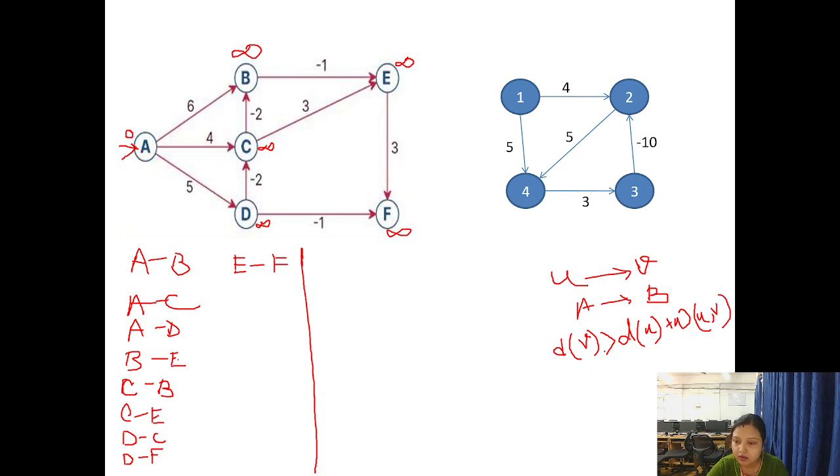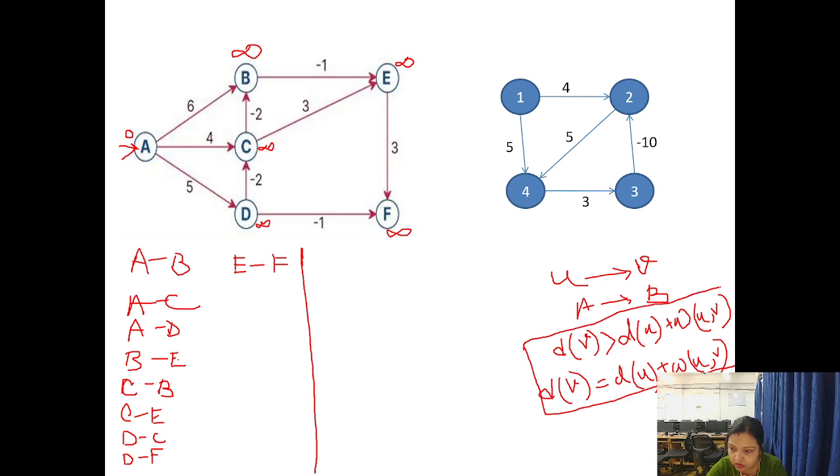if the already existing distance of a particular vertex, suppose node B, is greater than the distance of U plus the associated weight or cost of that path, then we will update d of V with d of U plus weight of U comma V, or cost of U comma V. So we will use this formula to find out the distance of every vertex.